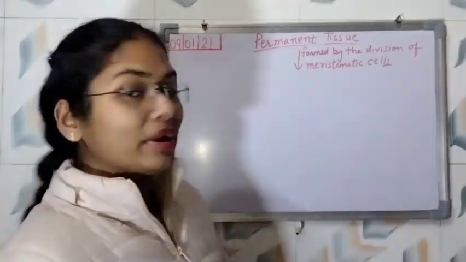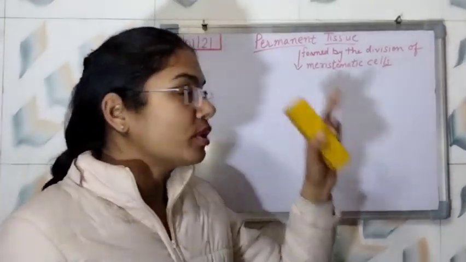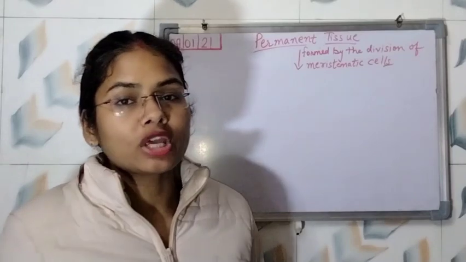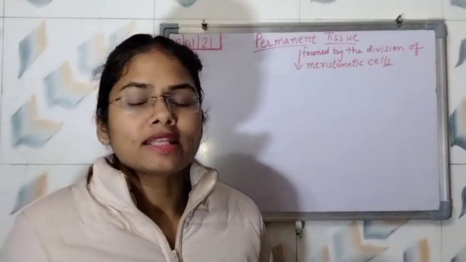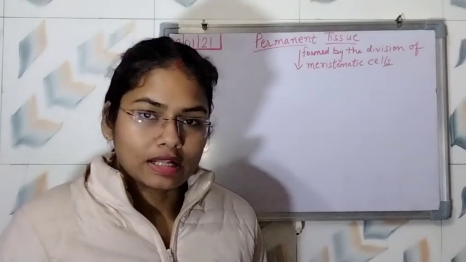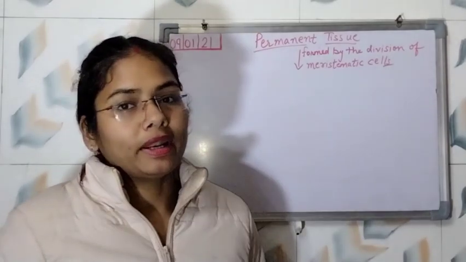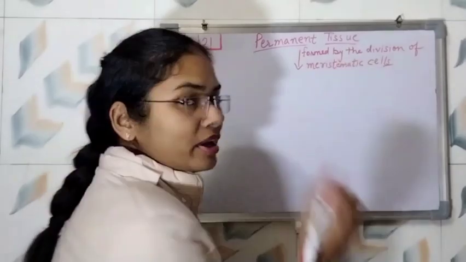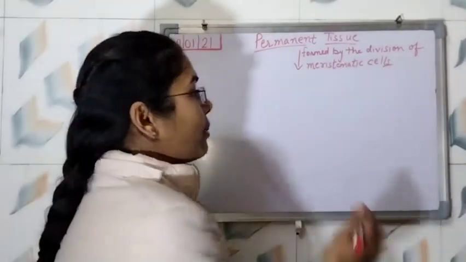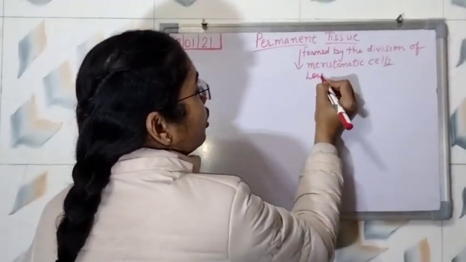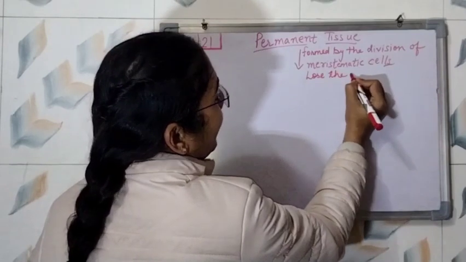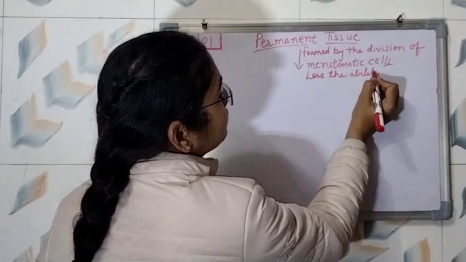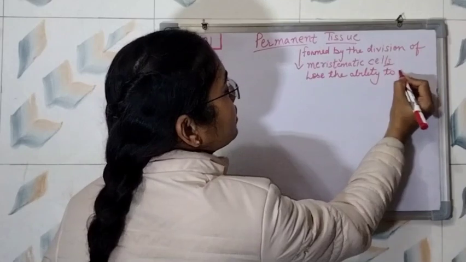Why is it called permanent? Because after the forming of this tissue, there are no changes in the shape, size, and function of the cells, right? So it becomes permanent. Also, after the forming of this permanent tissue, the cells lose the ability to divide, right?